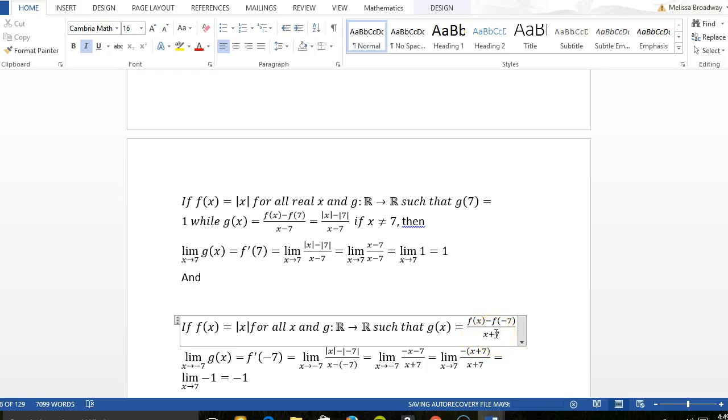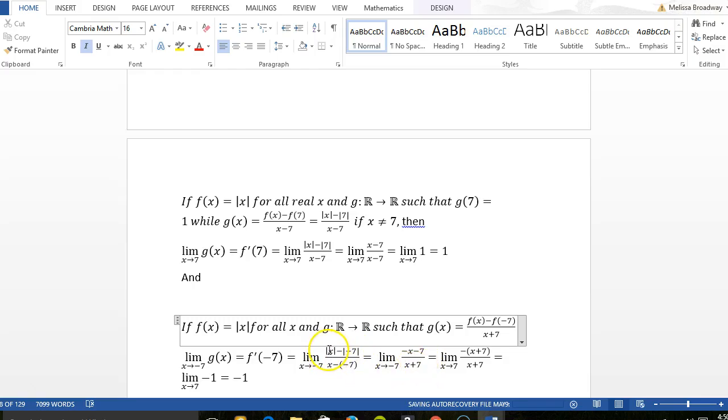Hey, this is just the difference quotient relative to negative 7. This guy up here was the difference quotient relative to positive 7 that we did a minute ago. So now we're dealing with negative 7. The limit as x goes to negative 7 of g of x is f prime of negative 7, which is going to be absolute x minus absolute negative 7 over x minus negative 7, and that's where the x plus 7 comes from. But now be careful about something.